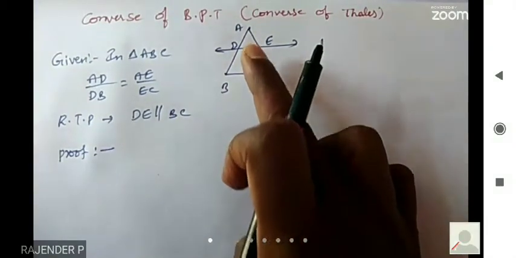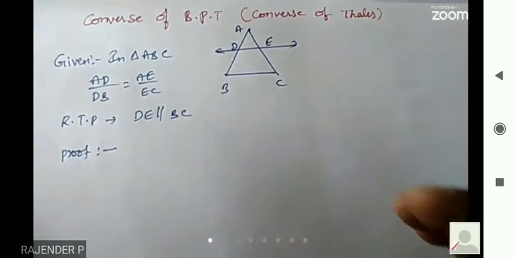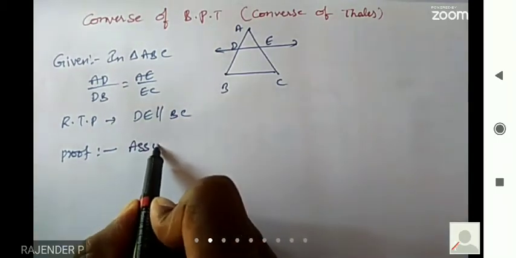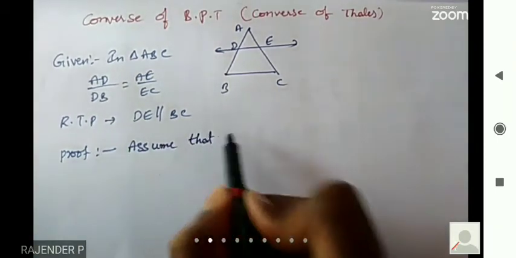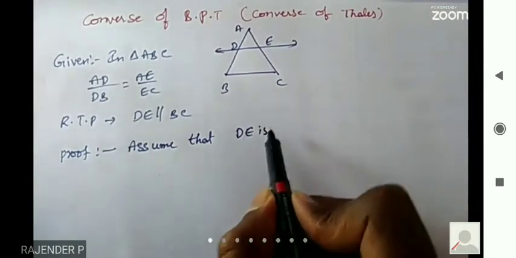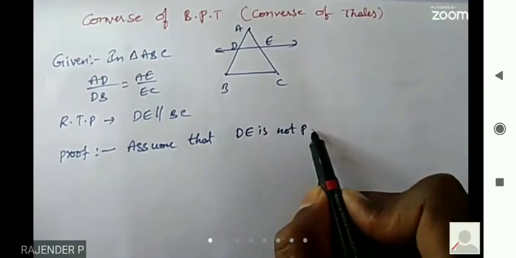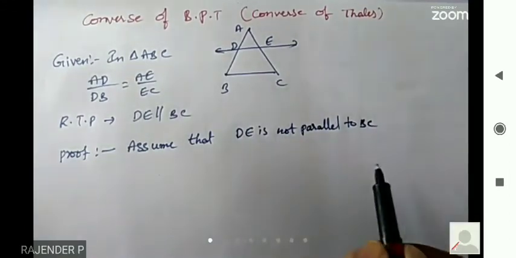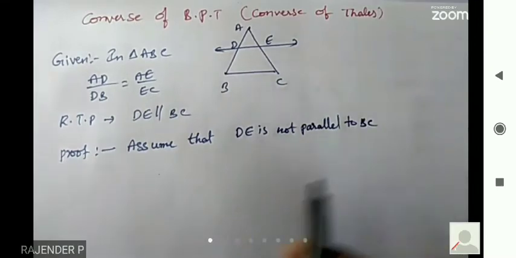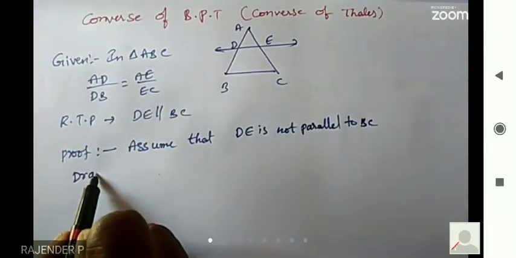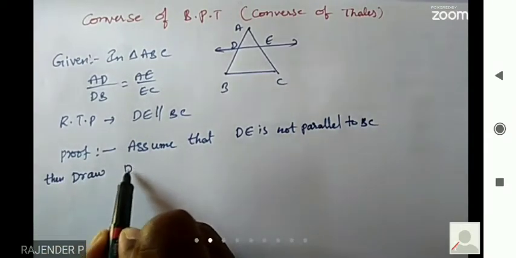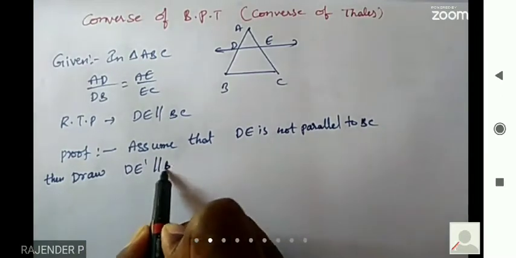Here actually we have to prove that DE is parallel to BC, but it is not possible to prove directly. In the direct method it is not possible. That is why assume that DE is not parallel to BC. When DE is not parallel to BC, draw DE dash parallel to BC.